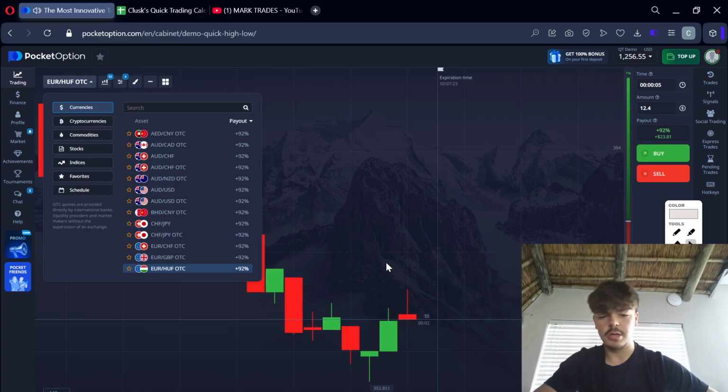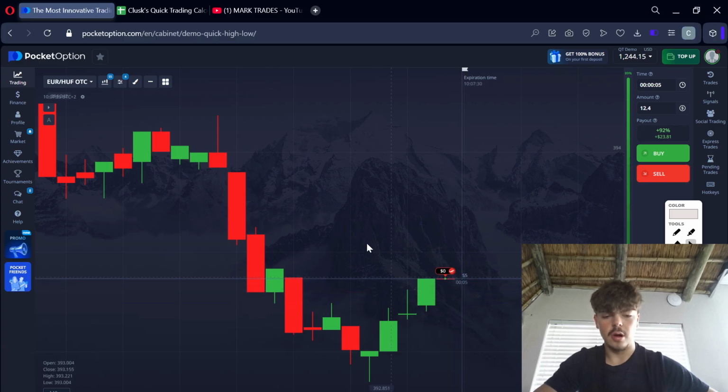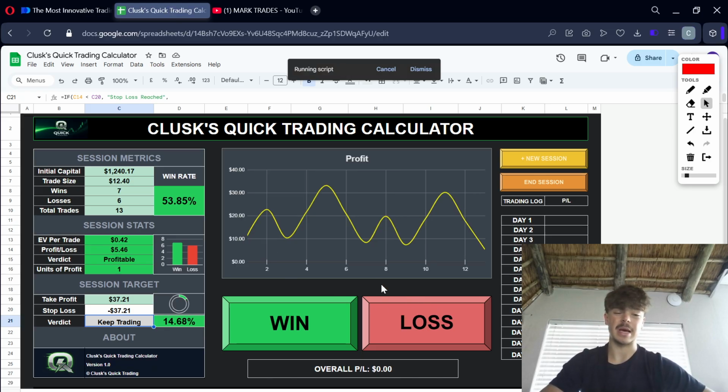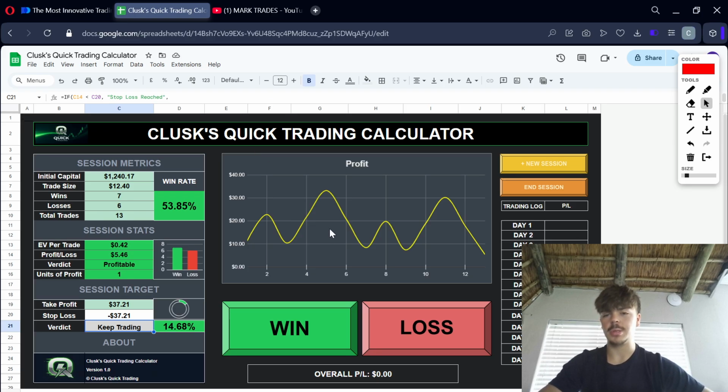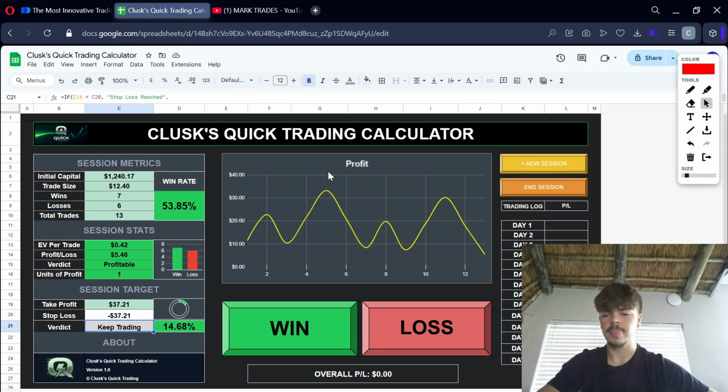Manipulated by Pocket Option there. Here's a good selling opportunity on this trade, and we got reversed on, so another loss. And here we go, we are back into the cycle of variance with this strategy, which proves to me that it's not a good strategy.